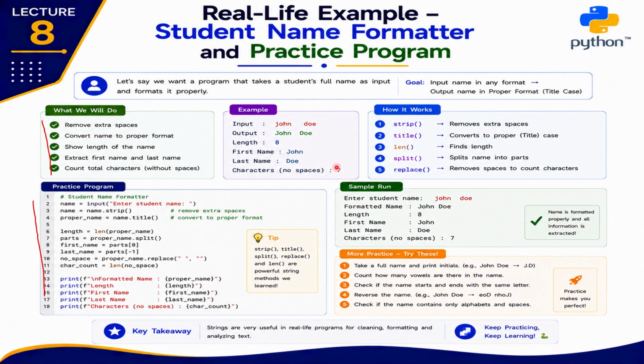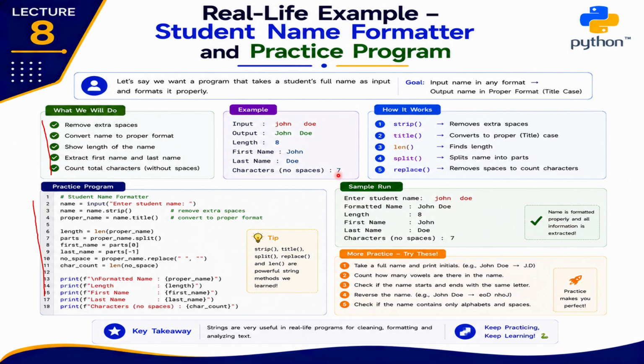Suppose the user enters this: john doe. After processing the program, the formatted name becomes John Doe, length 8, first name John, last name Doe, and character without spaces is 7. As you can see, the program automatically formats the name and extracts useful information. This single program uses several important string methods. Strip removes extra spaces, title converts the name into proper format, length calculates the length, split separates the words, replace removes spaces for character counting. This is a great example of how different string methods can work together in a program.